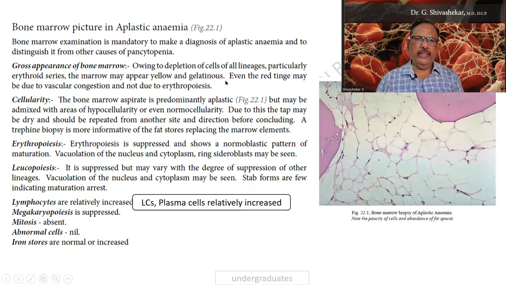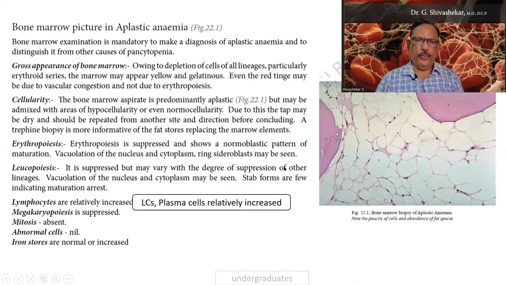The gross appearance will be more yellowish than reddish because the erythroid precursors are not seen. Cellularity is hypoplastic or even aplastic. And sometimes we will get what is called a dry tap.